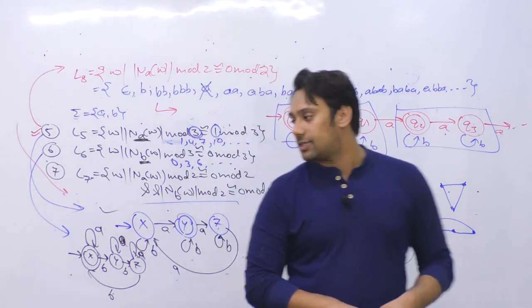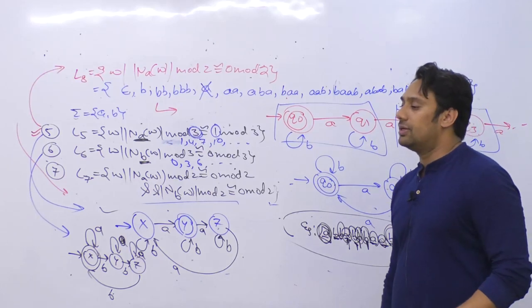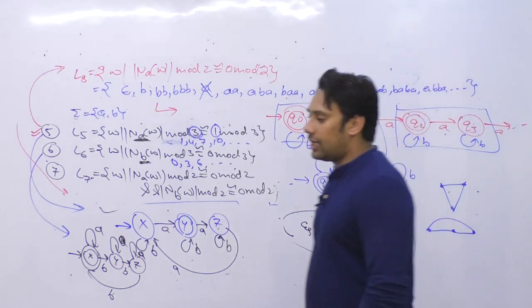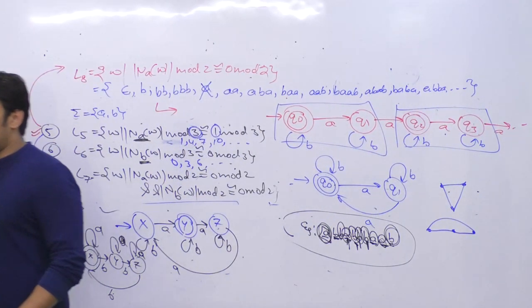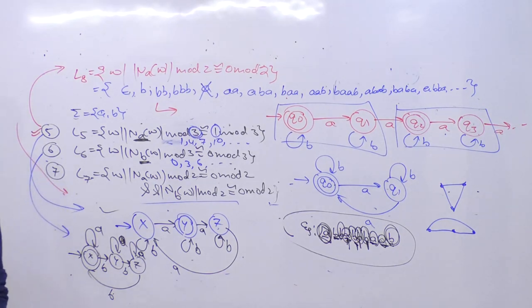Problem 6 is very easy. You can easily create a finite state diagram like this. Clear hua sabko? I hope aapko clear hai. So clear hai to done likh dijiye. Then I can rub the screen. I can take the problem number 7.